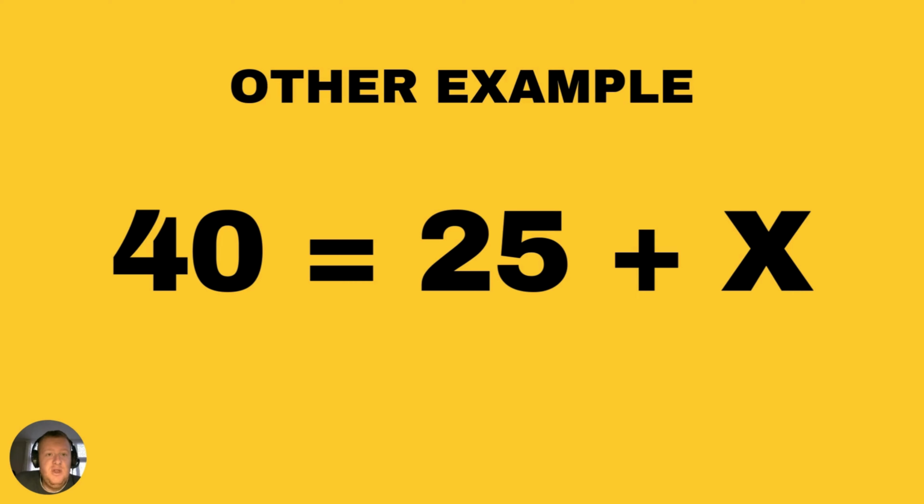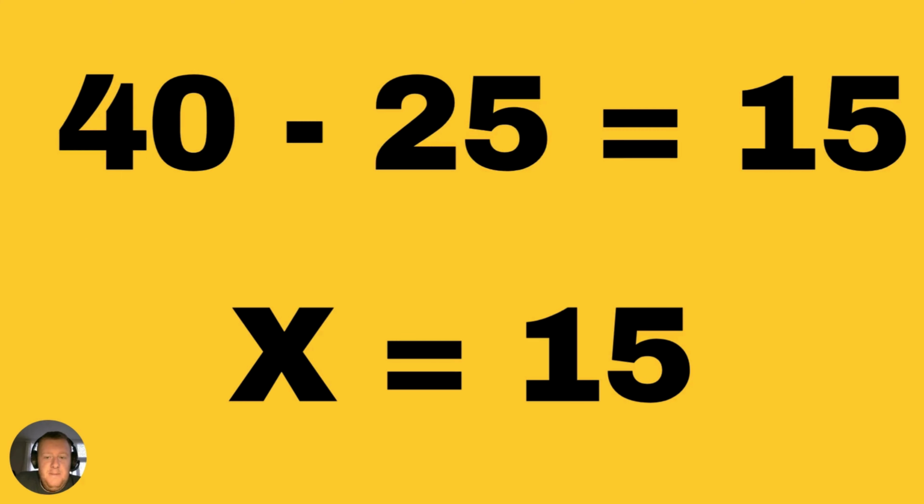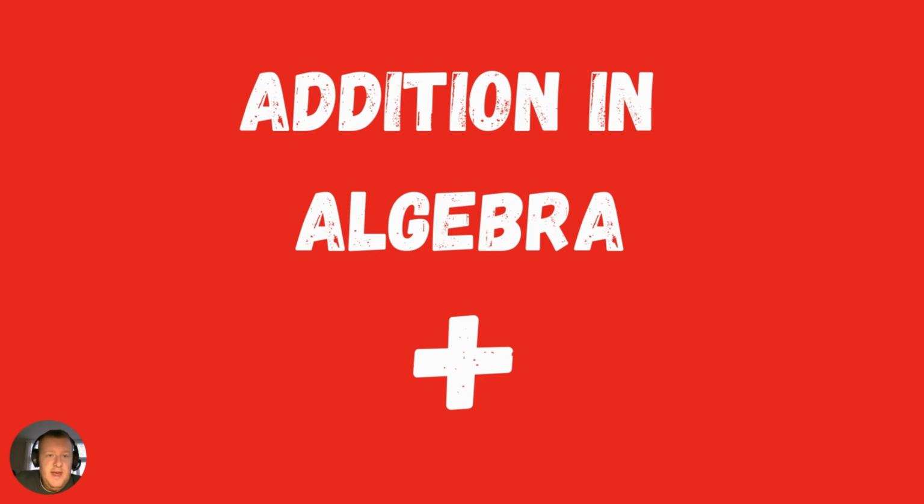Now let's look at the other example. 40 equals x plus 25. We do it the same way. 25, take away 25, will cancel each other out, leaving x all by itself. And then if we do 40, take away 25, that will equal 15. So x equals 15 in that answer. So that's the addition in algebra.